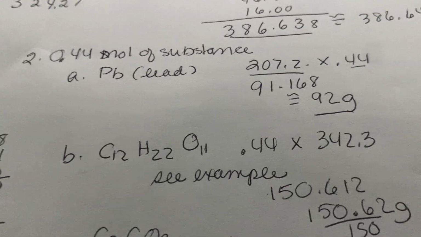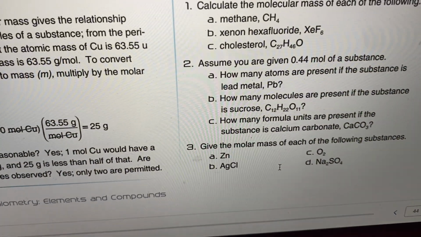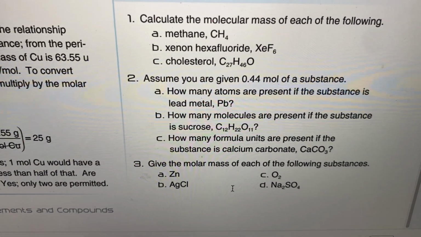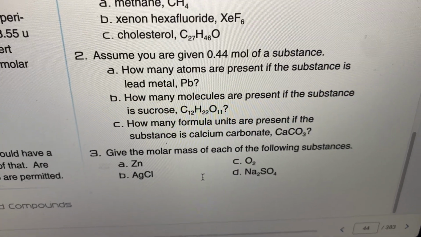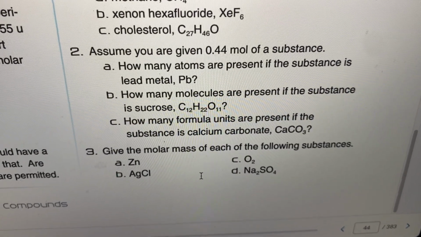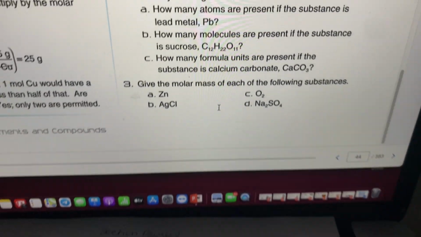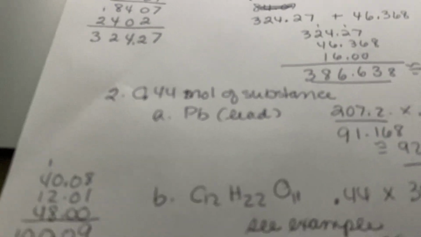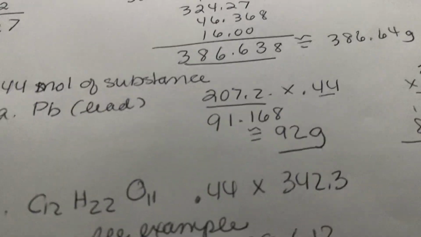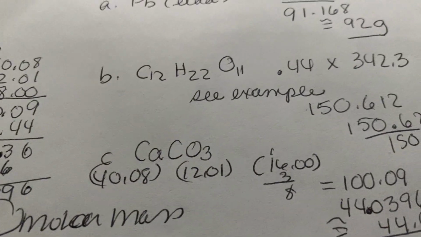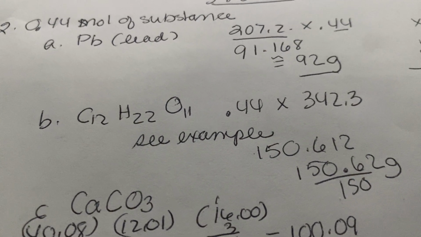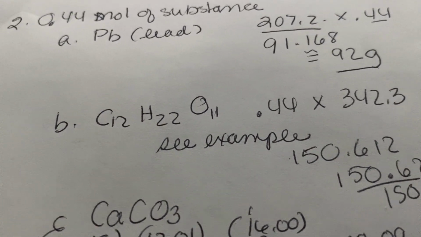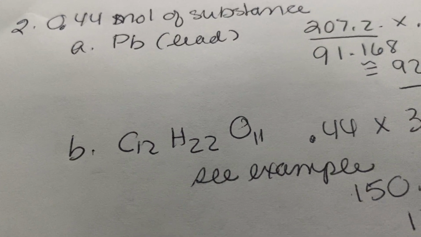So B, how many atoms are present, or how many molecules are present if the substance is sucrose? That's the C12H22O11, which I thought before. Anyway, you're going to have to take each one of these and times them out.